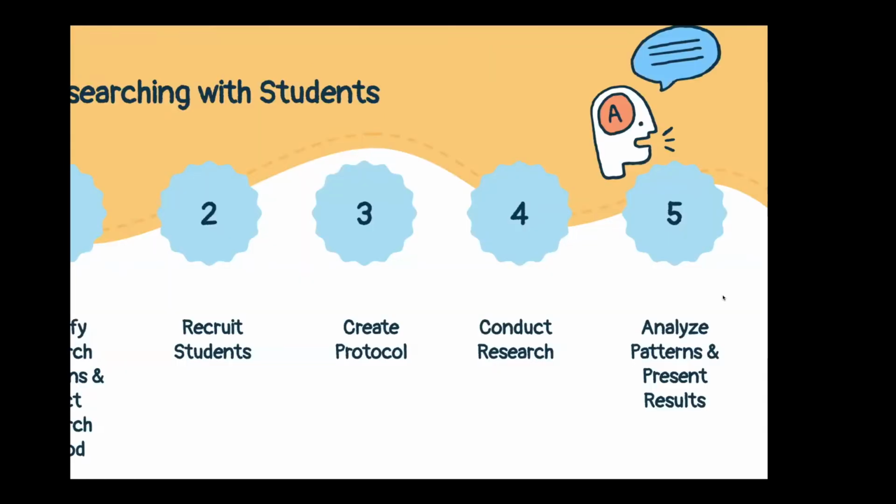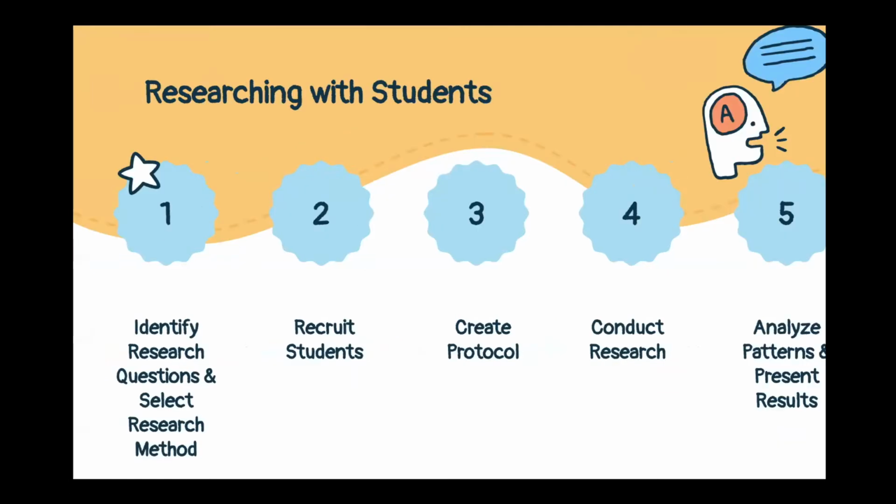So researching with students is not all that different from the UX research process in general. Starting off with identifying research questions and selecting your research method, moving on to recruiting students, which has some of its own challenges, creating the protocol, conducting the research, and then finally analyzing patterns and presenting results. So I'll go through each of these steps and call out the specific nuances when we're working with K-8 students.